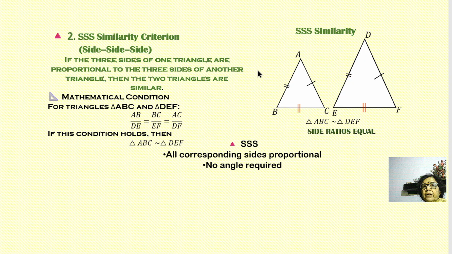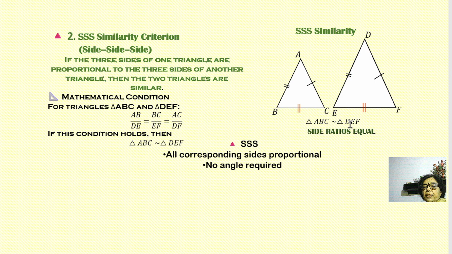Now, what does this mean? It means the three sides are proportional. Here we are not talking about the equality of the sides, we are talking about the proportionality of the sides. So here, as you can see, we have two triangles, ABC and DEF. So AB by DE, the ratio that we get, will be equal to BC by EF, and it will also be equal to AC by DF. If all the three sides have the same ratio, then they form a proportion. And once we get this proportion, we can write down the similarity criteria.